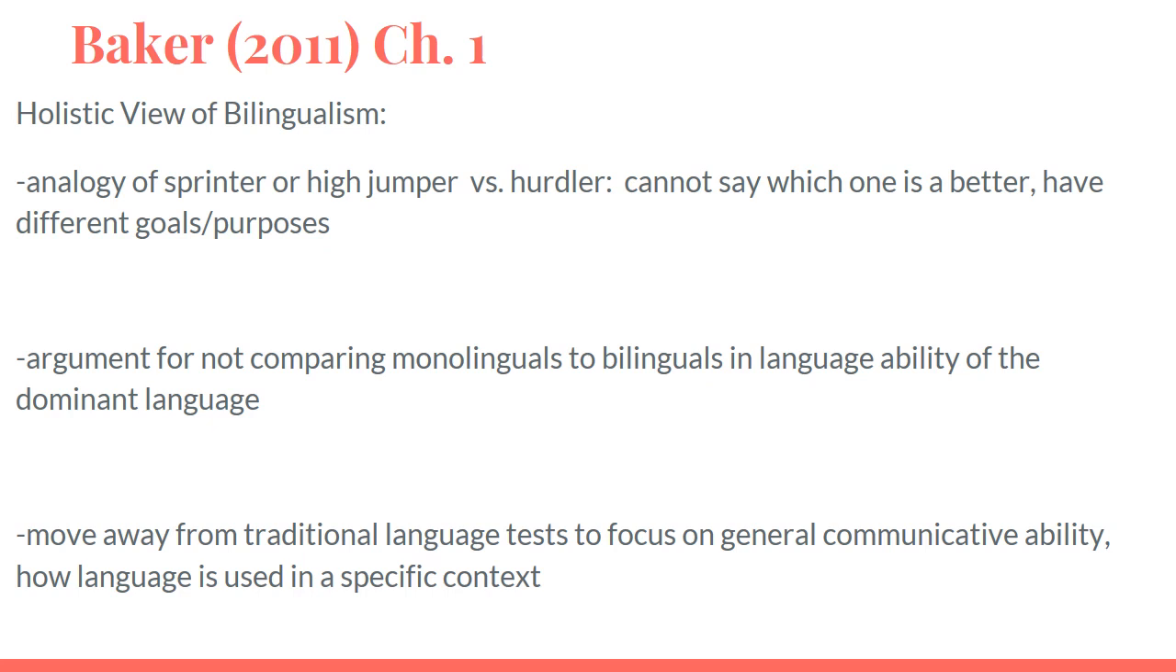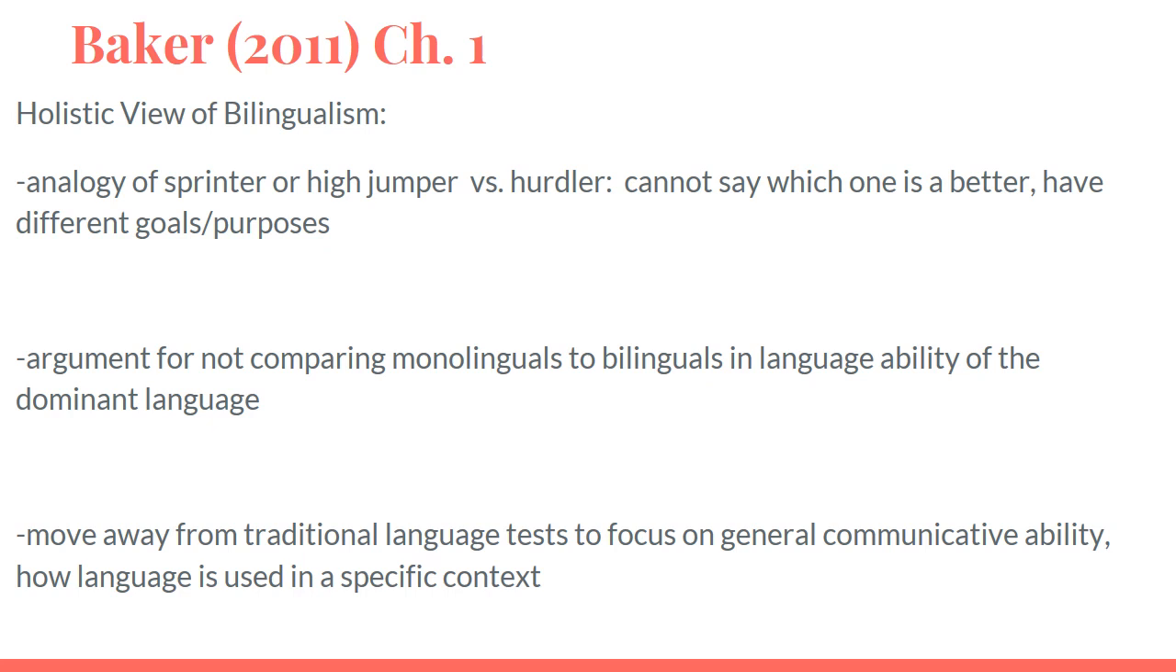So Baker uses the analogy of a high jumper, sprinter, and hurdler. A hurdler kind of combines both high jumping and running or sprinting in their event. However, when you evaluate someone in the Olympics or in a track and field event, you have different events for each specialization. So a high jumper only has the high jumping event. The hurdler only focuses on the hurdler event, and vice versa.